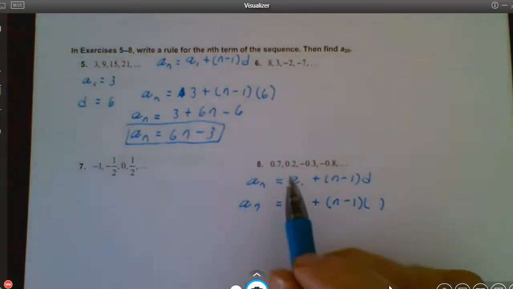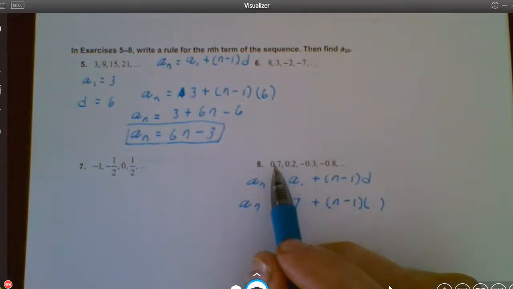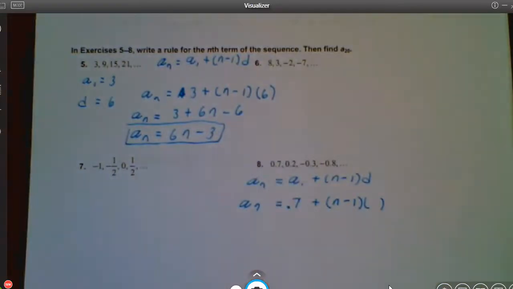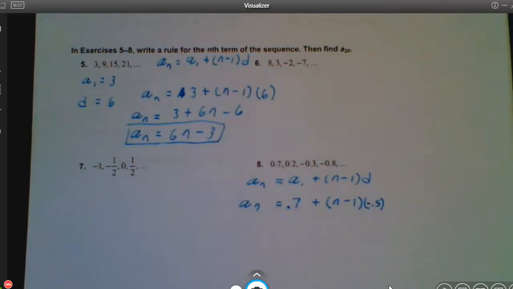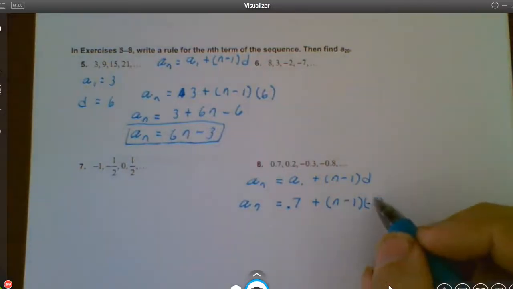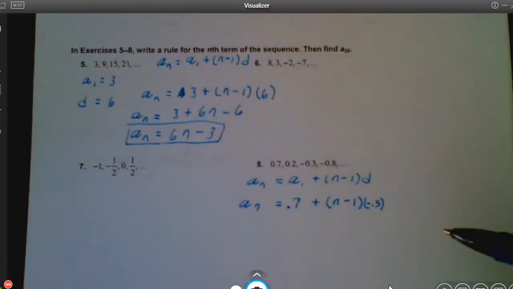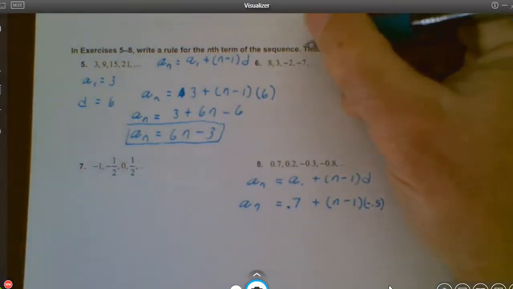Remember on these, if you can't tell what the common difference was, you can take any term minus the previous term to figure it out. If I did 0.2 minus 0.7, then negative 0.5 would be my common difference. And to finish it off, all you'd have to do is distribute the negative 0.5, combine like terms, and you have your rule.